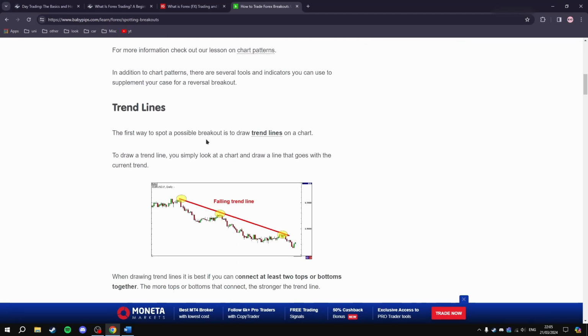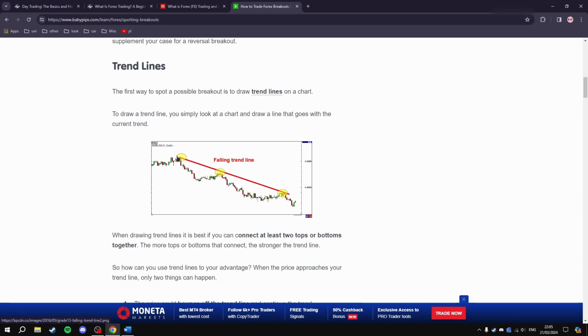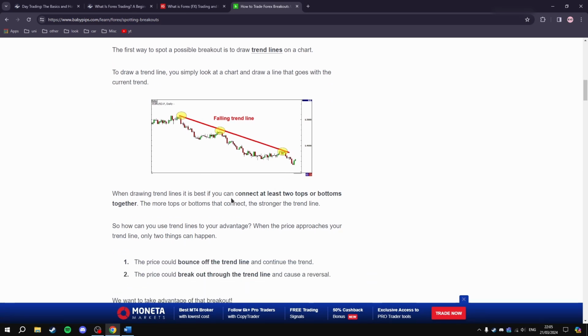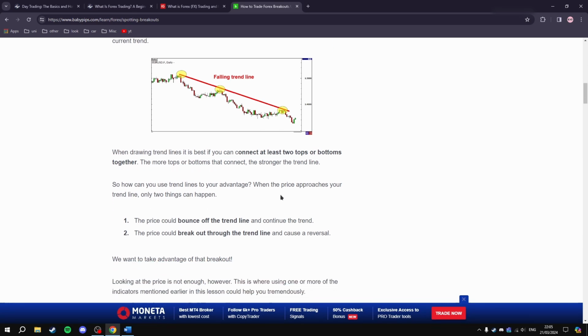Trend lines. The first way to spot a possible breakout is to draw trend lines on a chart. To draw a trend line, simply look at a chart and draw a line that goes with the current trend. So we've got the downtrend here, so a falling trend line. When drawing trend lines, it is best if you connect at least two tops or bottoms together.